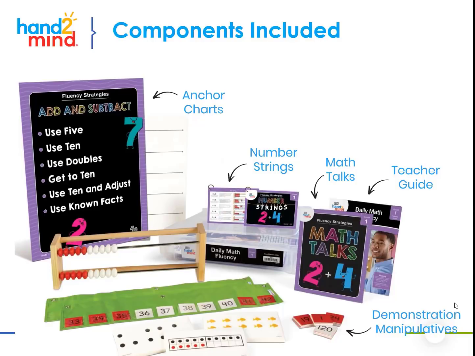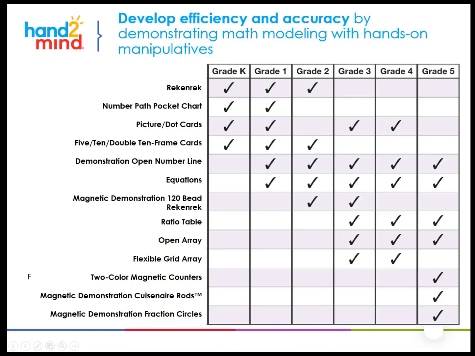You are modeling the strategies, the thought process, the questioning, modeling working with the manipulatives. And we're going to talk about all of this in more depth here in just a moment, but these are the components that are included. Anchor charts. There are 120 number strings. There are 60 math talks. There's a teacher guide. There are also demonstration manipulatives. These manipulatives are included. Every piece that you see here is included in the program and is available at point of use for you to utilize.